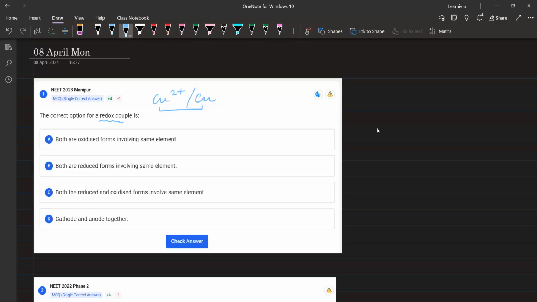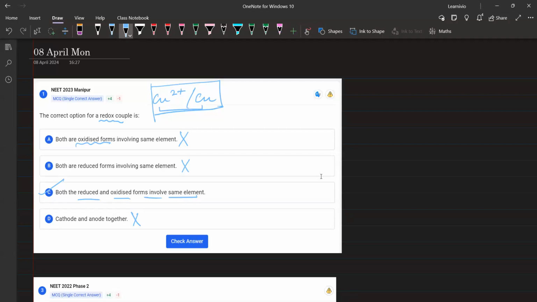Now इसमें पहला option है both are oxidized form involving same element. So no, both are not oxidized form. This is incorrect. Both are reduced form. No, again both are not reduced form. Both are reduced and oxidized for the same element. That is true. The oxidized form and reduced form is also involving copper itself. One is oxidized form and the other is reduced form. So this is correct. Cathode and anode together, this does not even make sense. So this is correct.